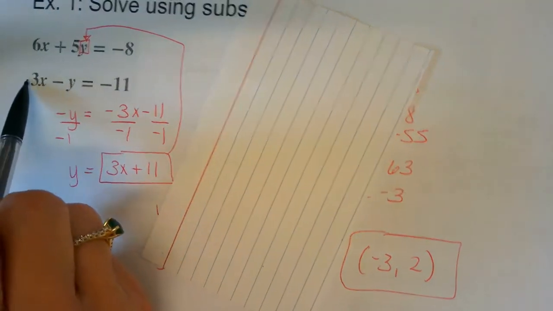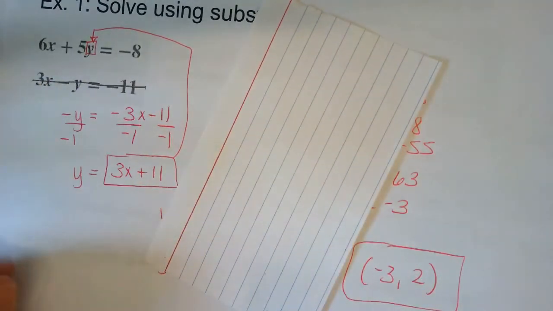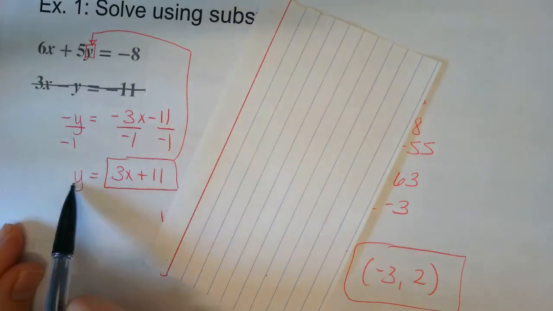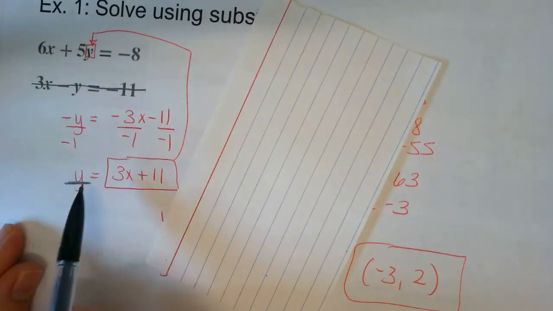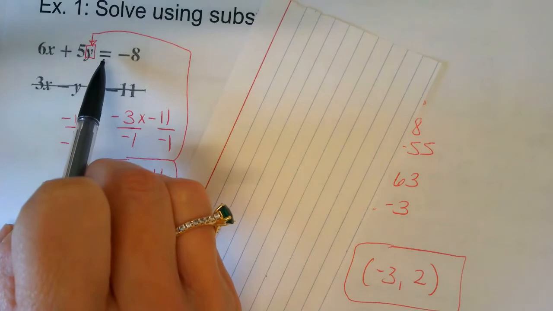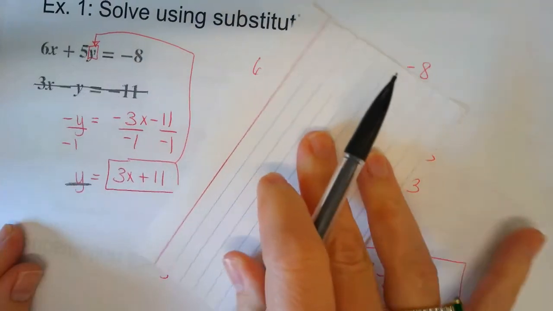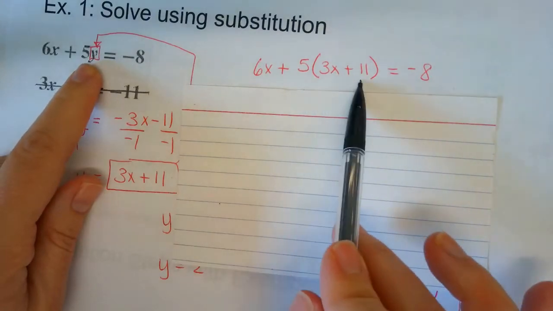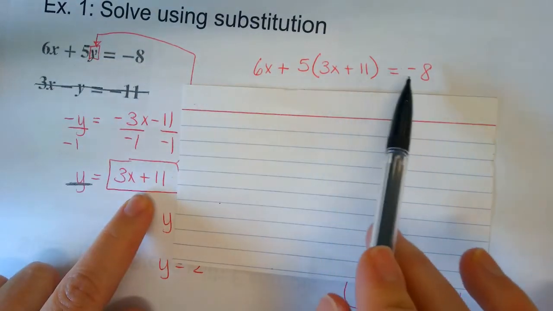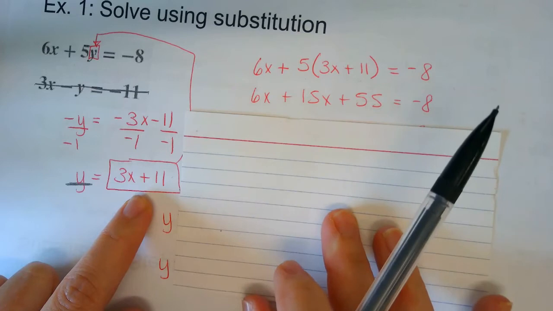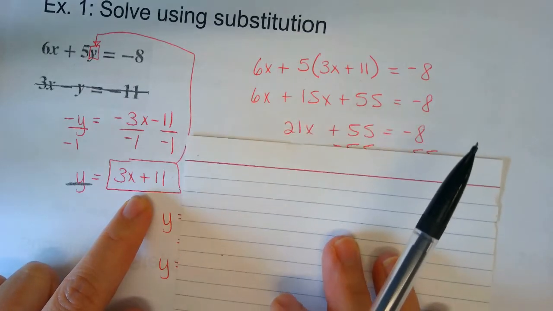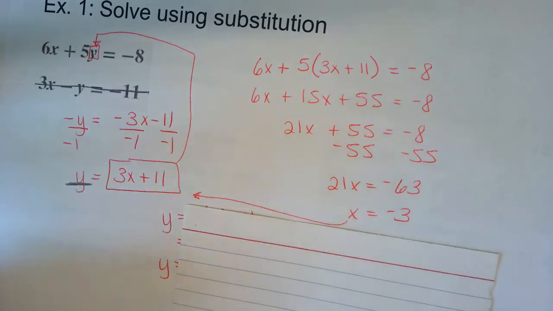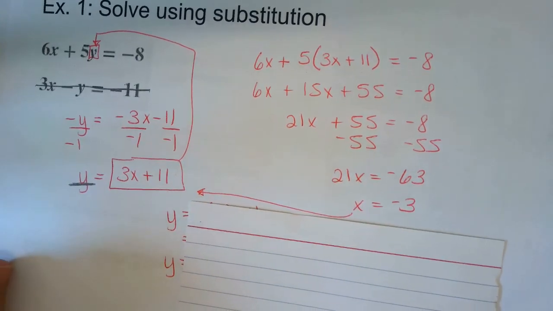So then I'm going to cross off this equation that I just used, and I'm going to plug this into my top equation. Now, since I solved for y, I have to plug this into the y spot. So that's why I wrote over here 6x plus 5, and then in place of the y, I got 3x plus 11 equals negative 8. So then I would distribute, combine my like terms, move over my 55, and divide. So if you did it correctly, you should have gotten x to be negative 3.